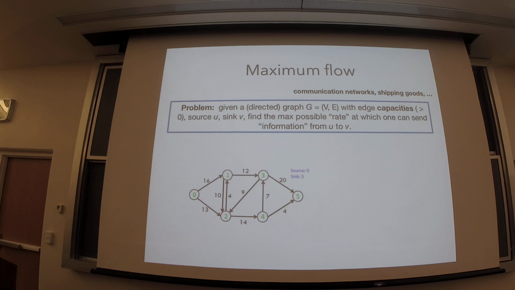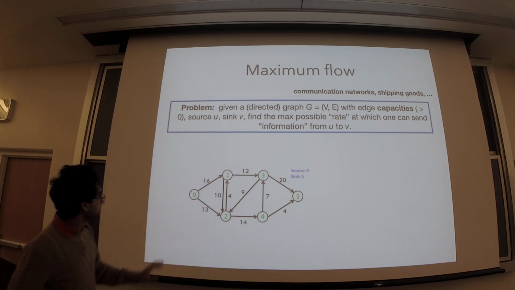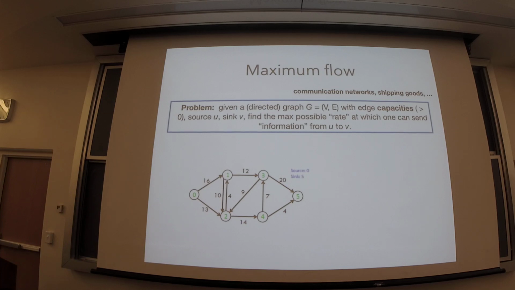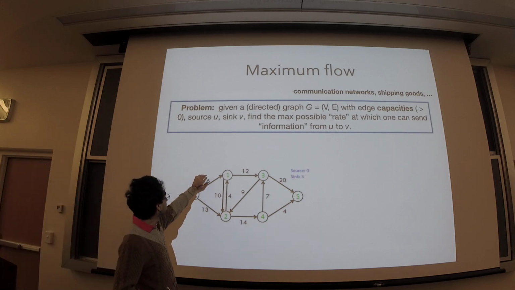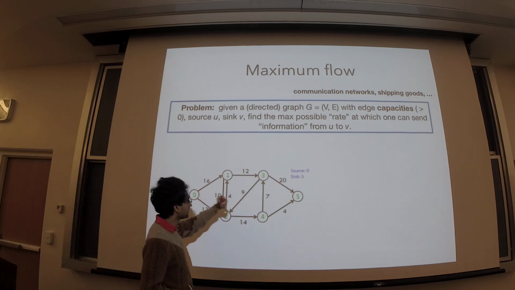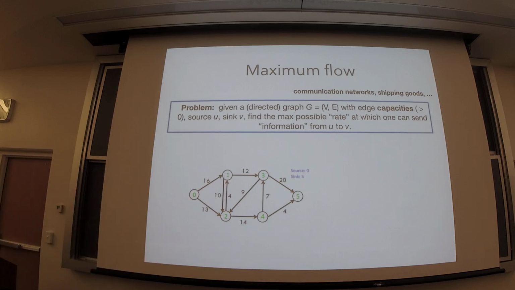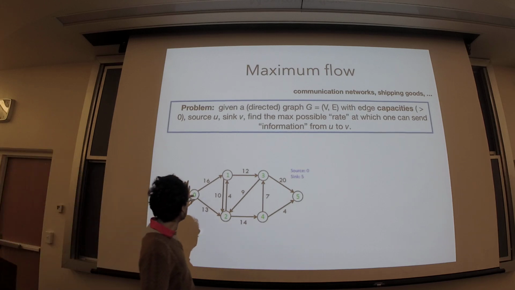And what's the problem? You have a directed graph. You have a set of vertices V, set of edges E, and each edge has some capacity. Think of it like a weight, but it denotes the amount of stuff that can flow on that edge. That's the intuitive definition. And you also have two special vertices. One is called the source, and the other is called the sink. You write the source as U, sink as V. And what you want to find is the maximum possible rate at which you can send stuff from U to V.